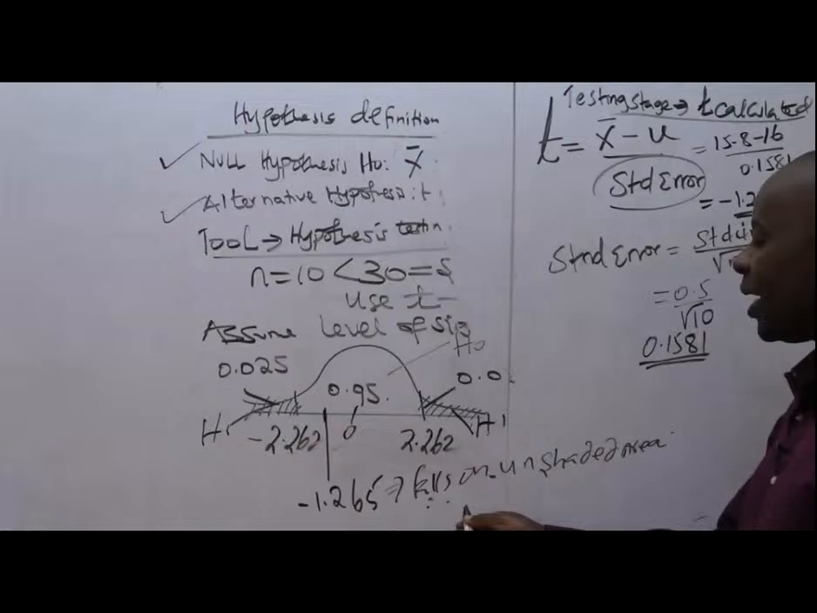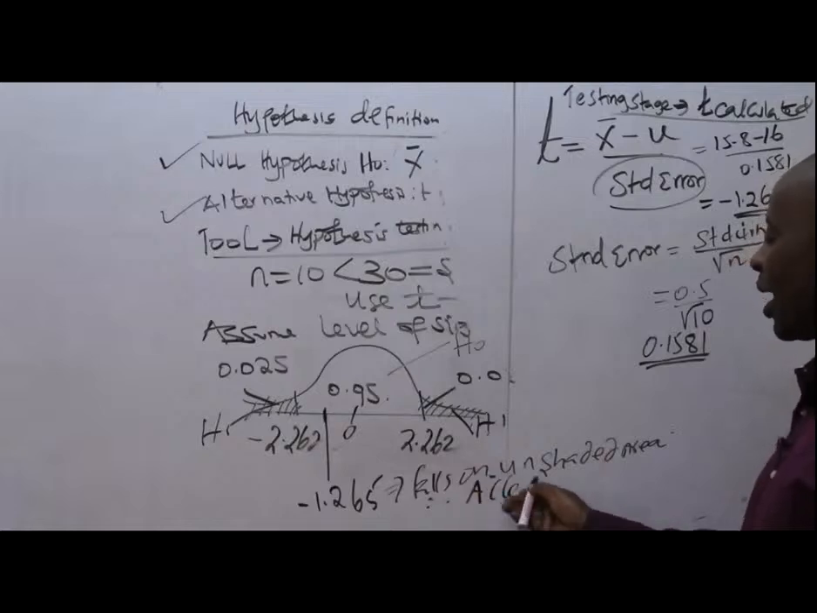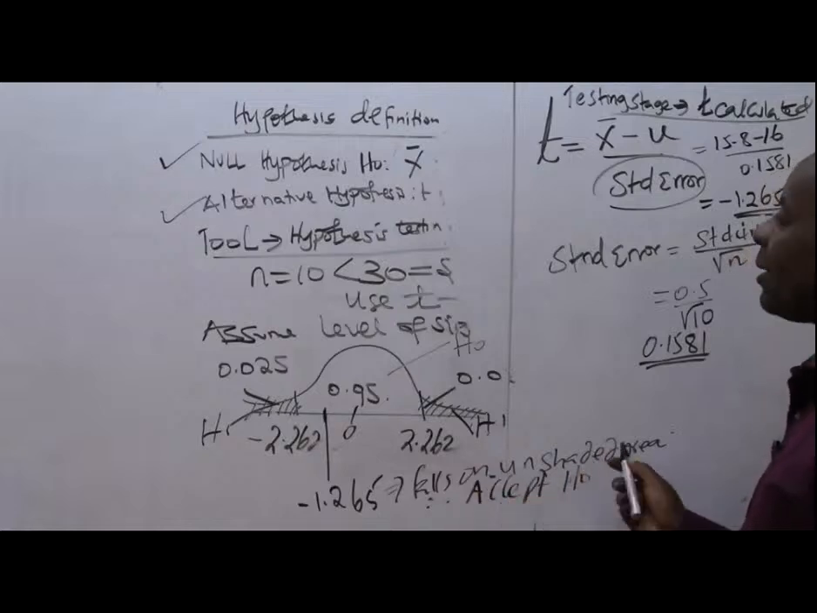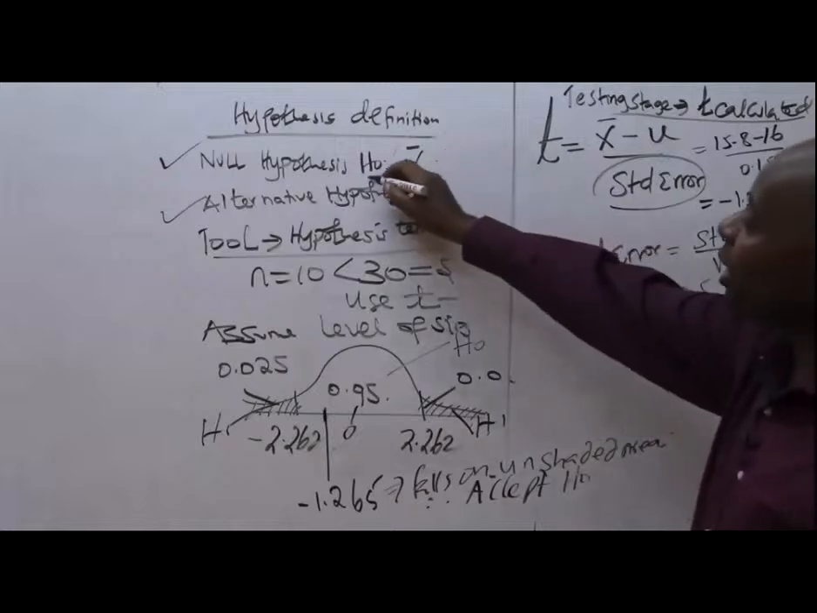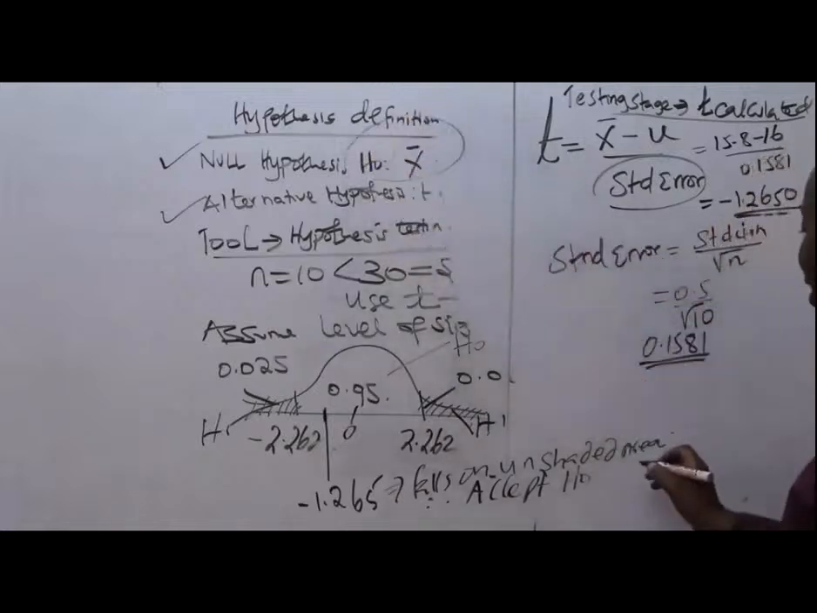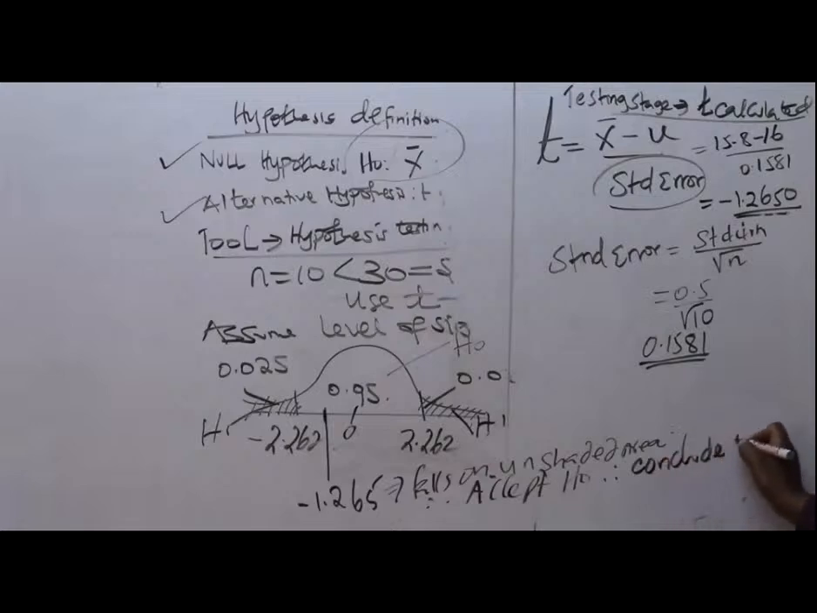Therefore, if it's unshaded area, accept H0, and conclude that X bar equals mu.